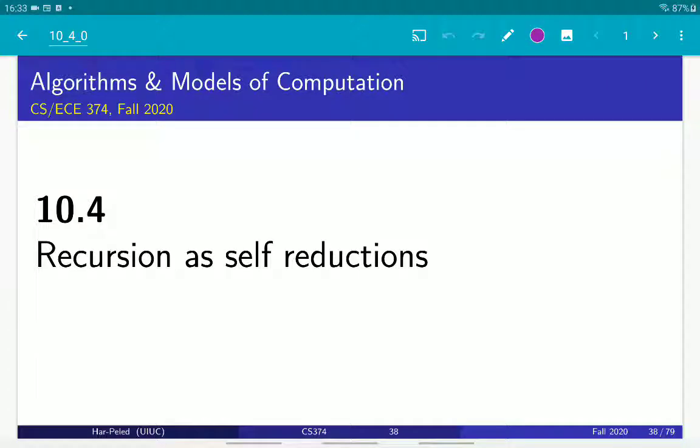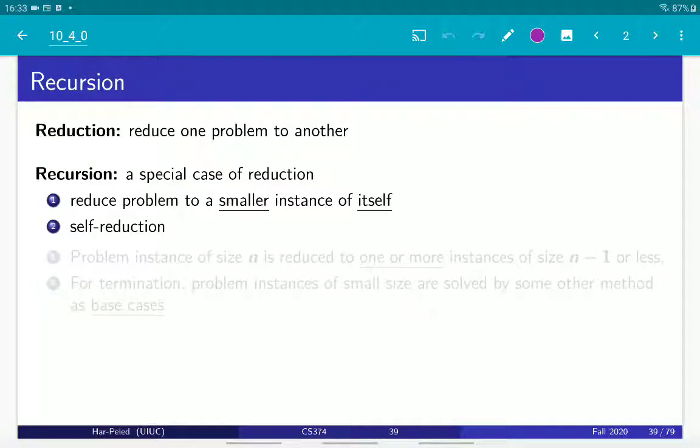Okay, so let's speak about recursion. So what is a recursion? Recursion is essentially a reduction of a problem into itself, right? Now, this sounds silly. This sounds like a snake eating its own tail, which is not a good idea if you're a snake. So don't do that.